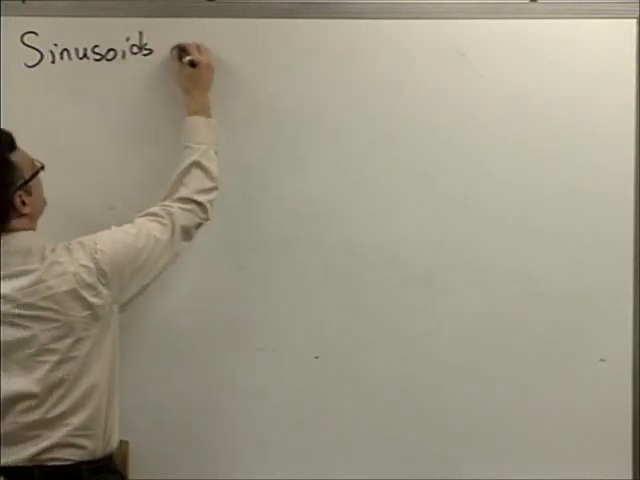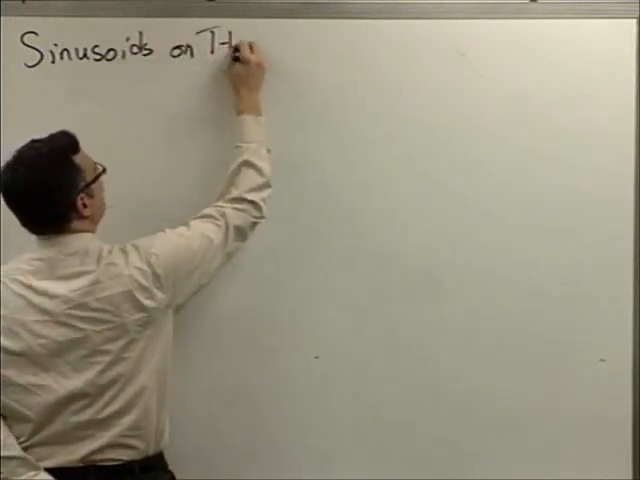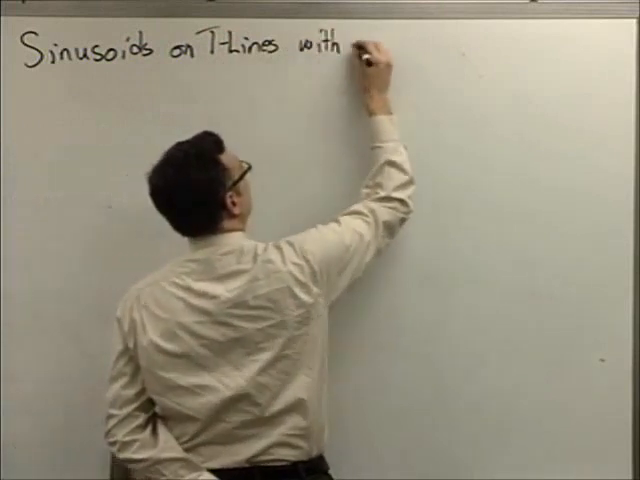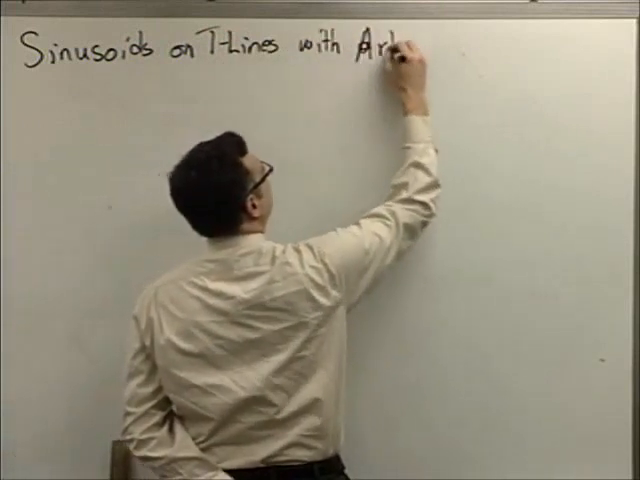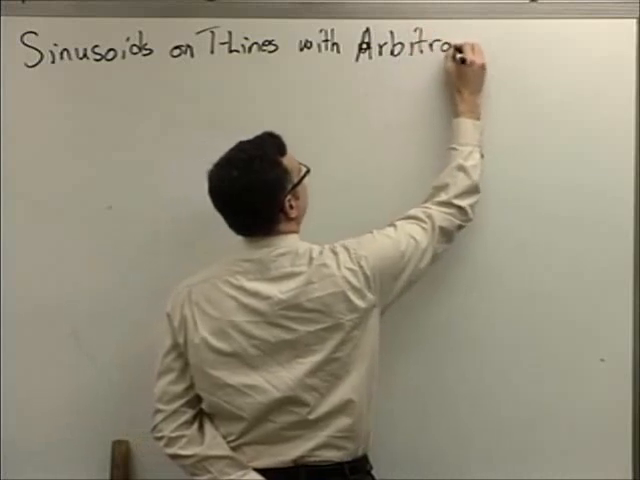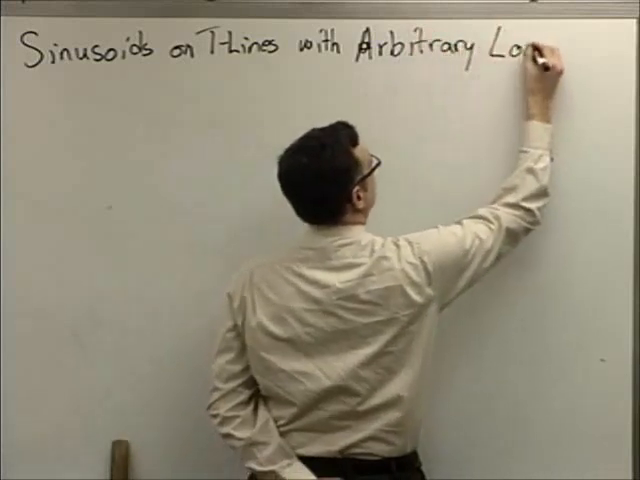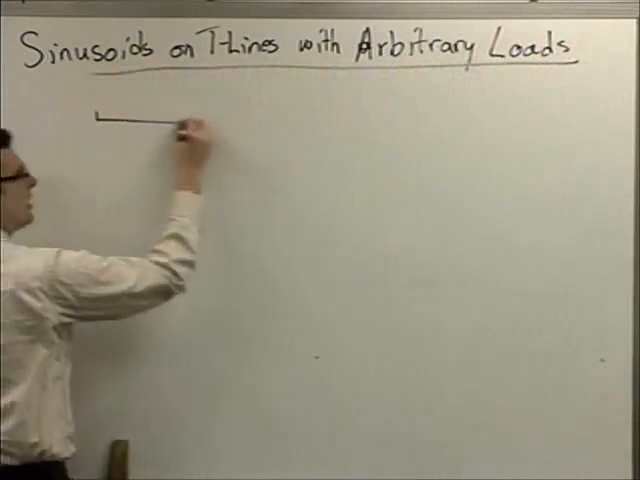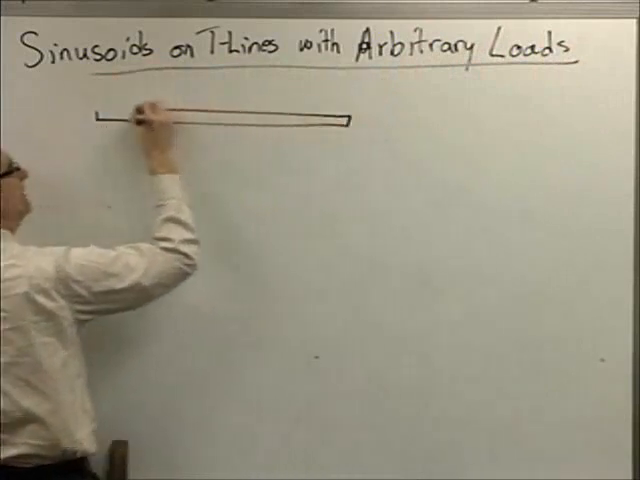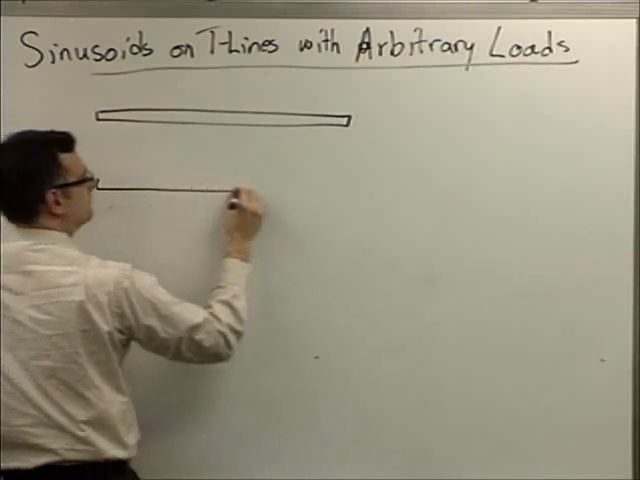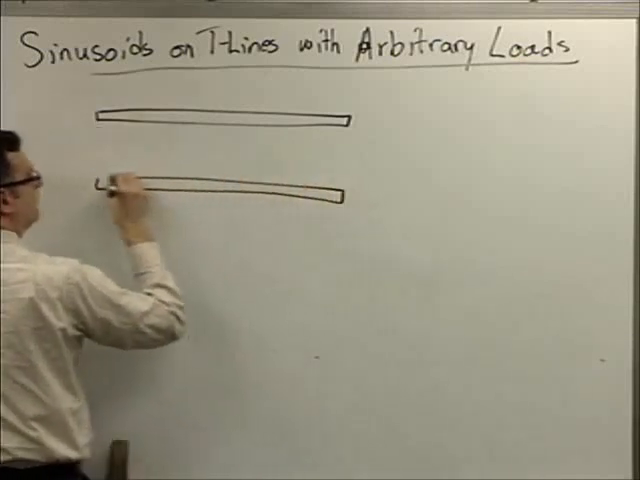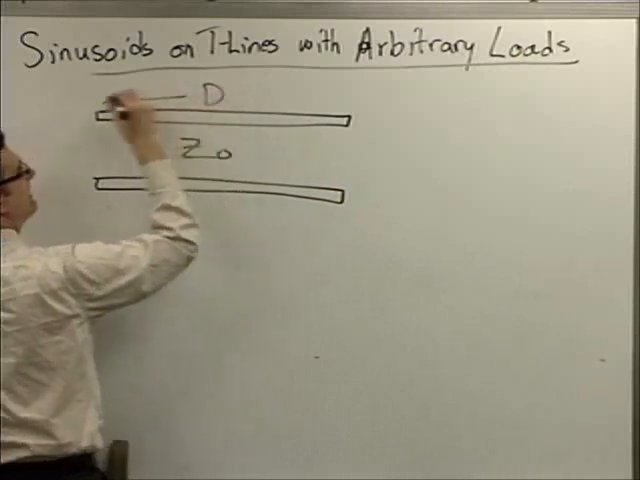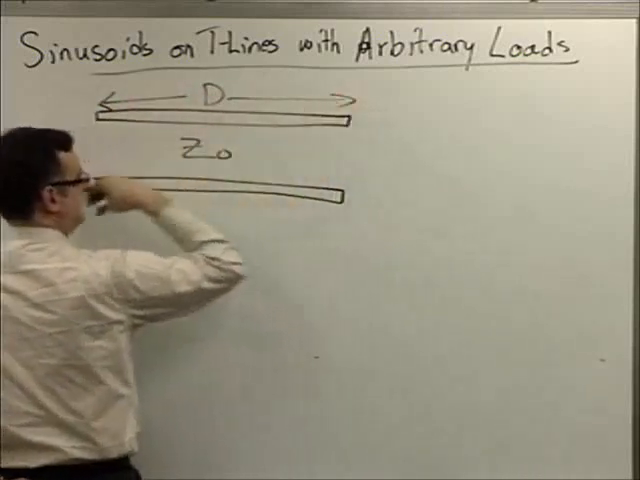Sinusoids on T lines with arbitrary load. And so in this case, we're going to talk about what happens on a transmission line with intrinsic impedance Z0 under sinusoidal excitation, length D.